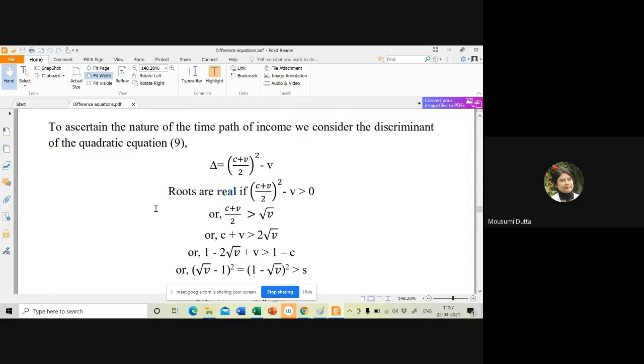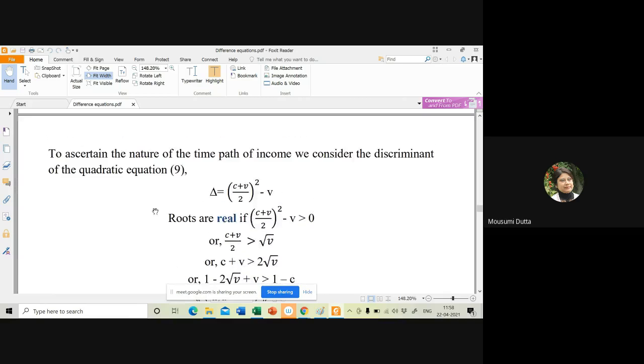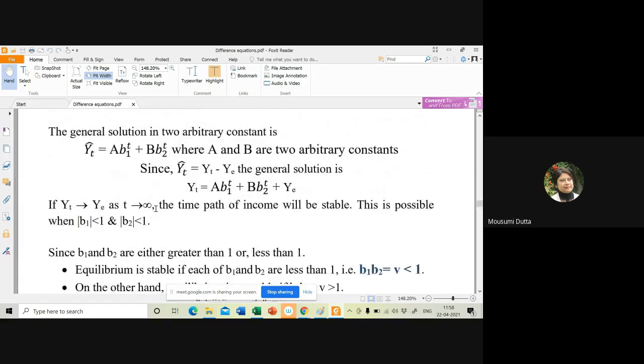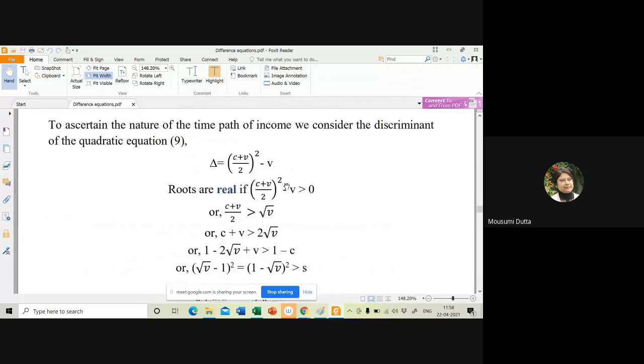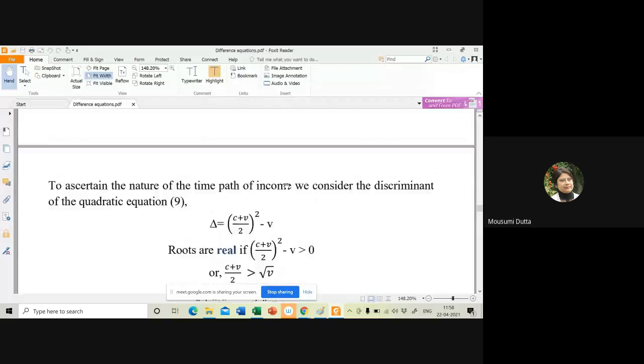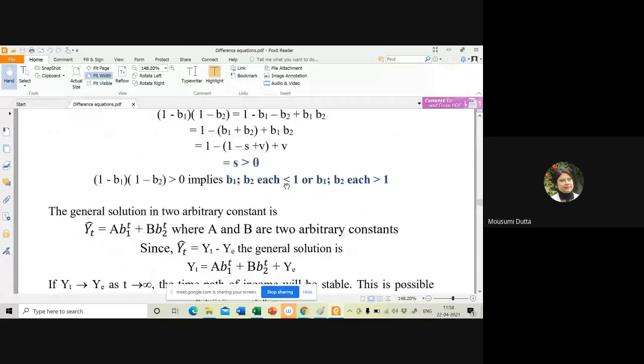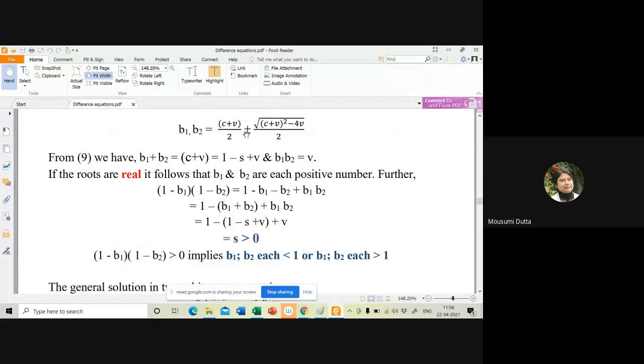Next, to understand whether the time path is monotonic or oscillatory, we consider the discriminant of the quadratic equation 9. So just quickly, let us check the discriminant. What is the discriminant? C plus V whole square minus 4V. I'm considering this entire part.